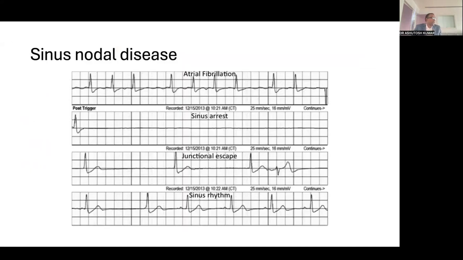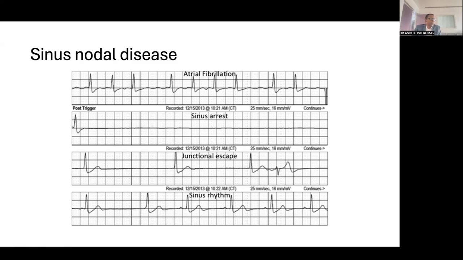So when the patient has a low heart rate, we call it sinus bradycardia. It can be due to the SA node or the AV node. These are the two areas from which it can happen. We have to identify the culprit and how to treat, because the type of treatment depends on the type of disease. Sinus nodal disease means the SA node is not functioning properly.